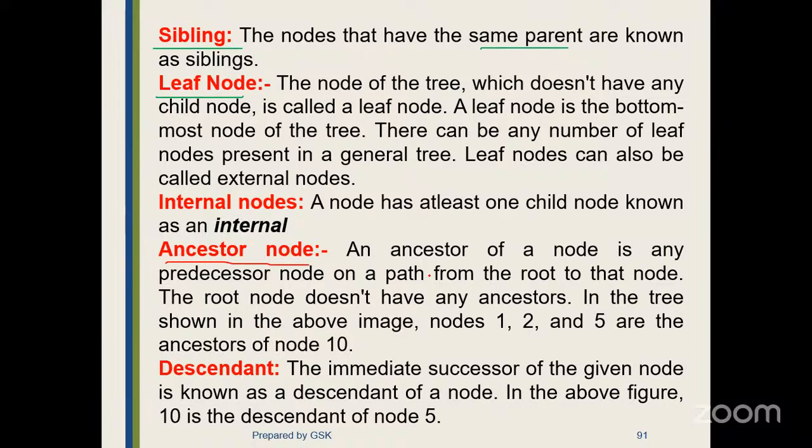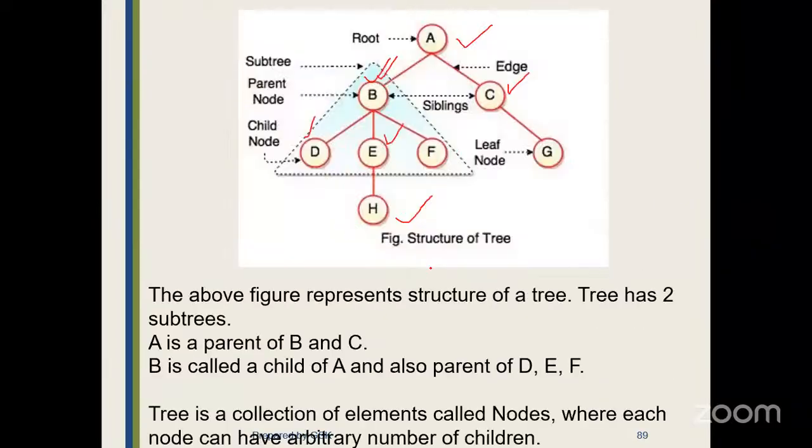Descendant. The immediate successor of a given node is known as a descendant of that node. So immediate successor, the next node. So G is the descendant of C. H is the descendant of E. Like that.